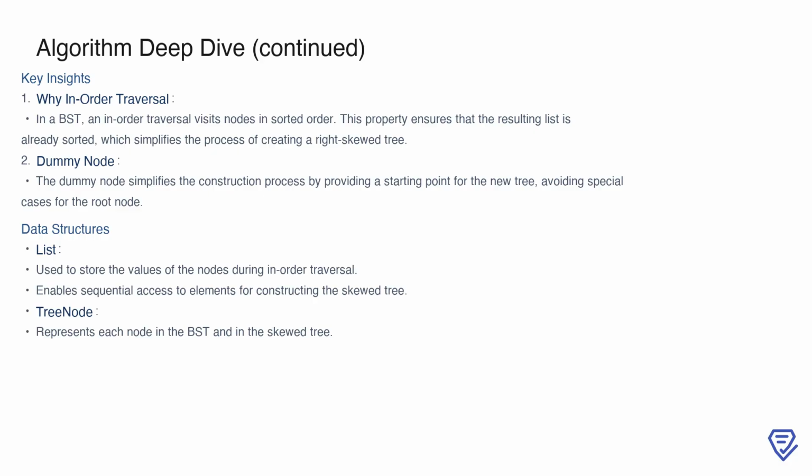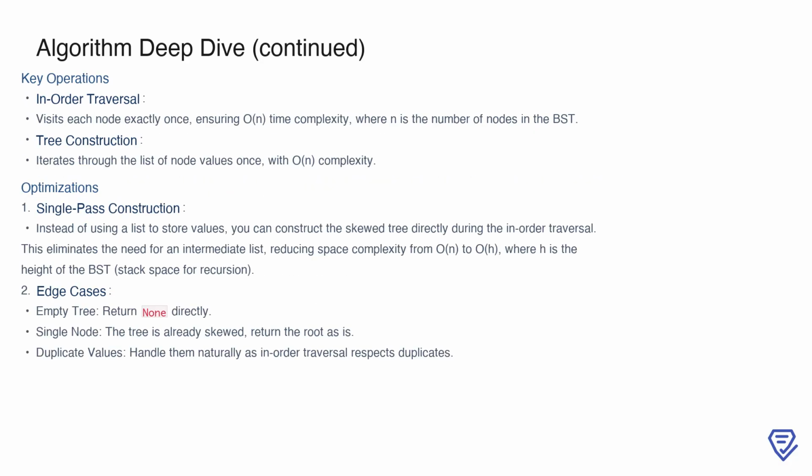The dummy node also plays an important role by providing a consistent starting point for the tree construction, avoiding edge cases when handling the root node. For data structures, we use a list to store the node values during the traversal, as it allows sequential access when constructing the tree. Additionally, the tree node structure represents each node in both the original BST and the resulting skewed tree. The key operations in this algorithm include the in-order traversal and the tree construction.